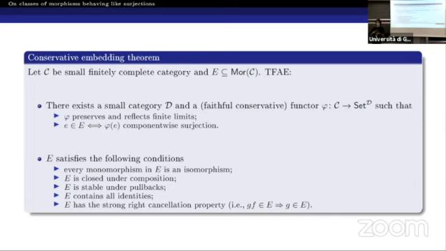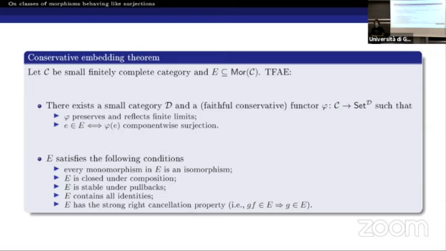So suppose you have a small finitely complete category C, a class of morphisms E in it, then the following two properties are equivalent. So the first one is exactly the embedding theorem I stated. So there exists a small category D with a faithful conservative functor from C to the functor category from D to Set, which satisfies the two properties I stated. So it reflects and preserves finite limits, and a morphism in C is in E if and only if its image is a component-wise surjection. And this embedding theorem is equivalent to the following 5 conditions.